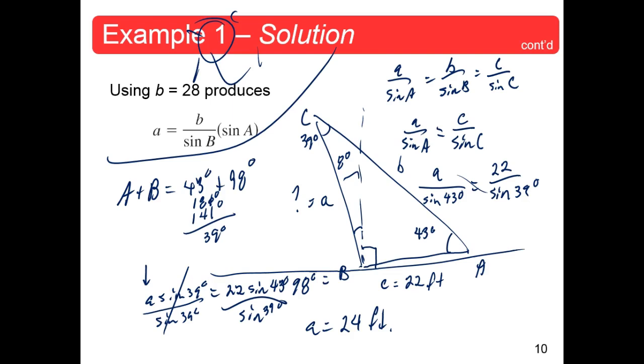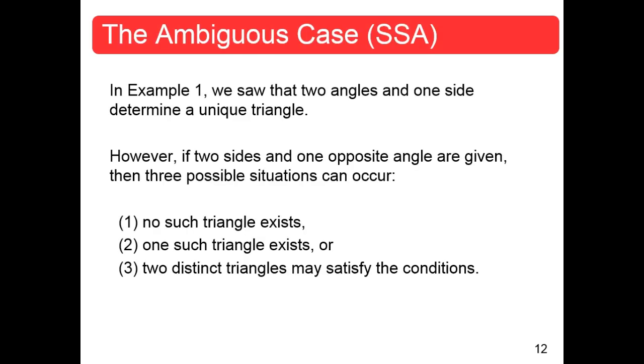All right, let's move on to the ambiguous case. Let me step through this. Okay, that's your side-side angle. And by the way, we always say side-side angle. We never say angle side-side, do we? Never mind. Okay. Now, why is this called ambiguous?